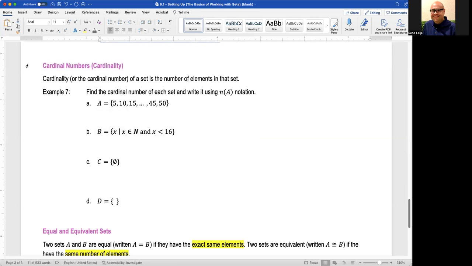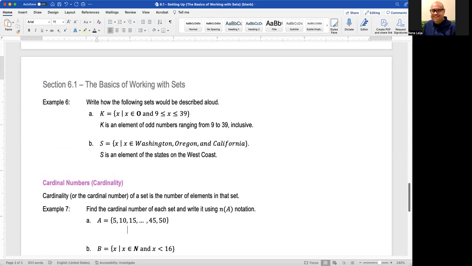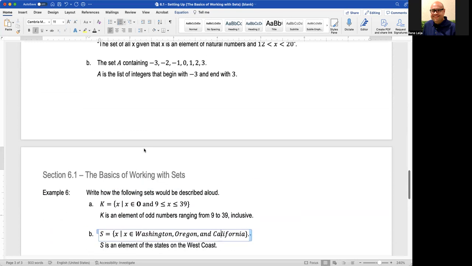This is really, really, really simple. So cardinality, or the cardinal number of a set, is the number of elements in that set. So you just have to count how many elements are in your set. So if I take this as a quick example, and I want the cardinal number for the set S, well, you just count the number of elements that are in here. And there's Washington, Oregon, and California. So that would be 3. That would be my cardinal number for the set of S.